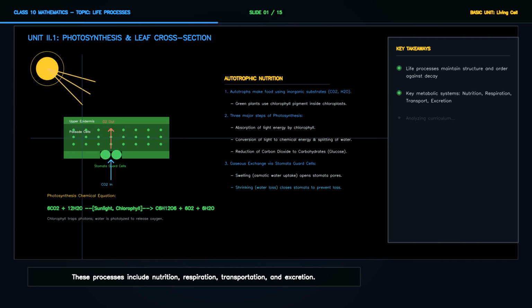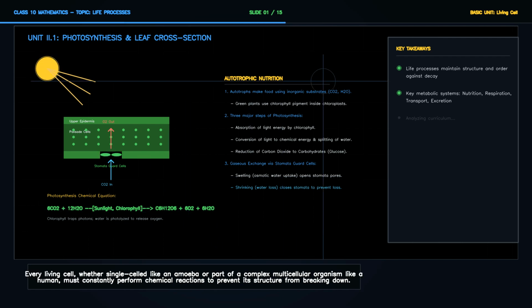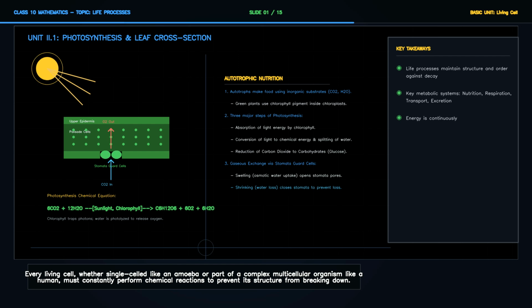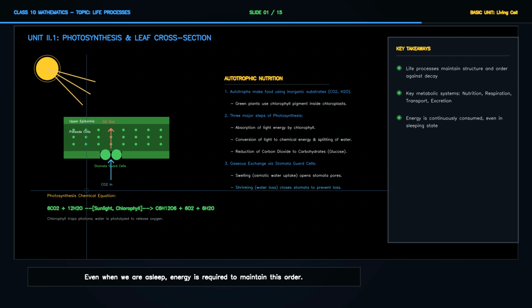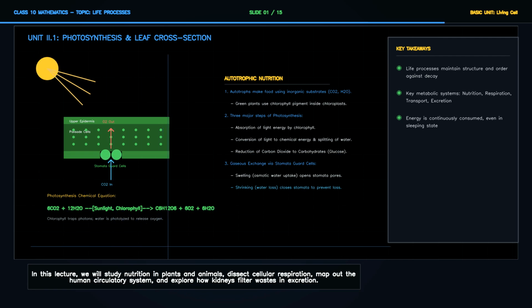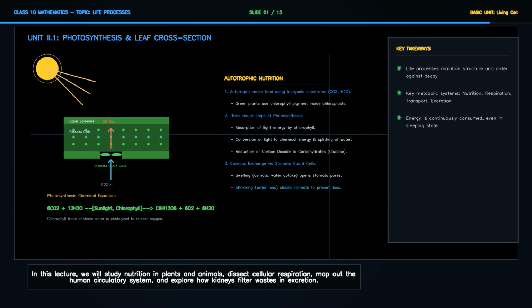Every living cell, whether single-celled like an amoeba or part of a complex multicellular organism like a human, must constantly perform chemical reactions to prevent its structure from breaking down. Even when we are asleep, energy is required to maintain this order. In this lecture, we will study nutrition in plants and animals, dissect cellular respiration, map out the human circulatory system, and explore how kidneys filter wastes and excretion.